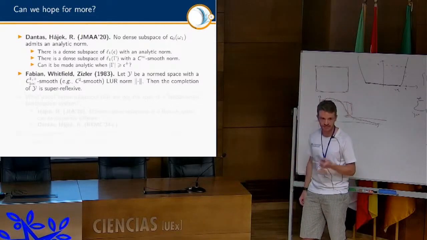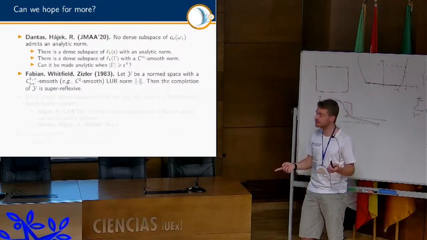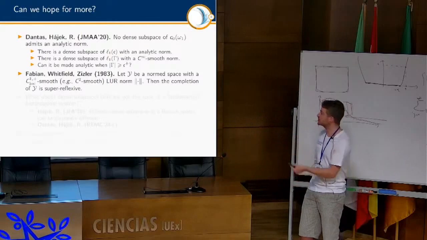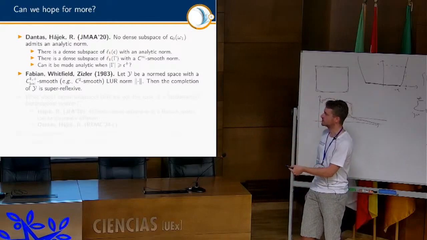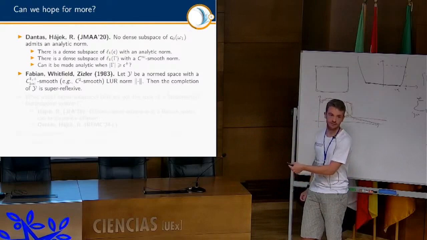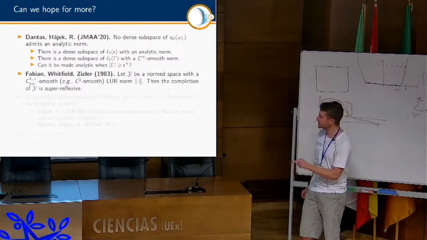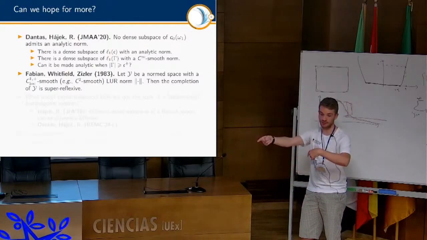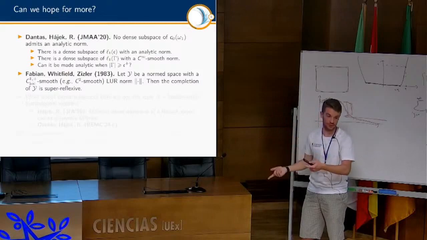If the norm is C2 plus LUR, then the space is superreflexive. The completion is superreflexive. So again, for C0 gamma, no dense subspace has a norm which is C2 LUR simultaneously. And the point is that if you have a norm which is C2 and LUR, you have one which is C1, and the derivative is uniformly continuous. And this is uniform smoothness.